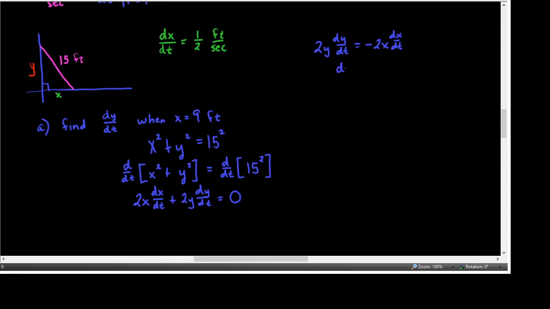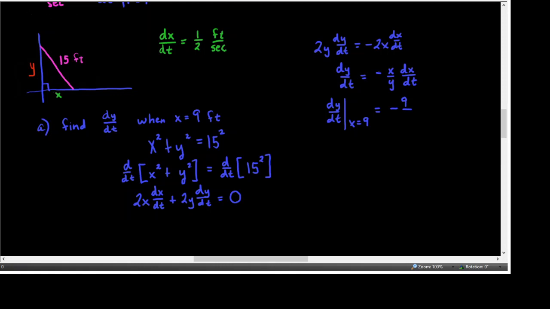And then to solve for dy/dt, divide both sides by 2y, so the 2's will disappear, and y. So I divided both sides by 2y. And then we can find dy/dt, which is what we're asked to find, when x is 9 feet. So that'll be the opposite of 9 divided by y.